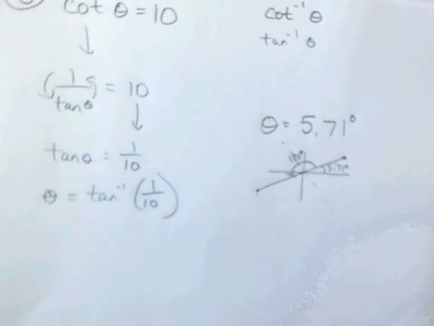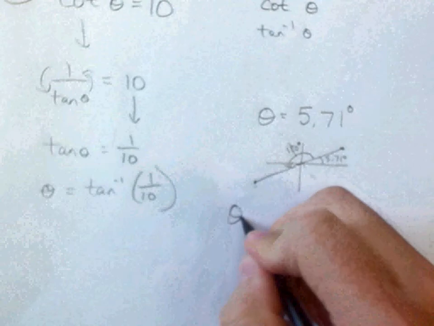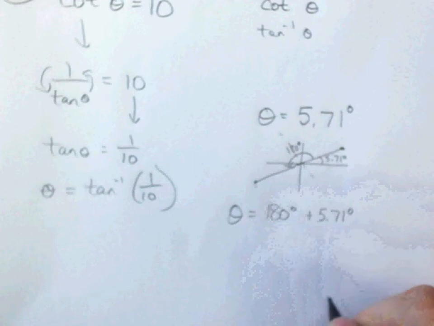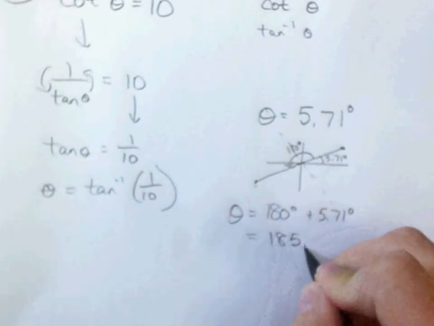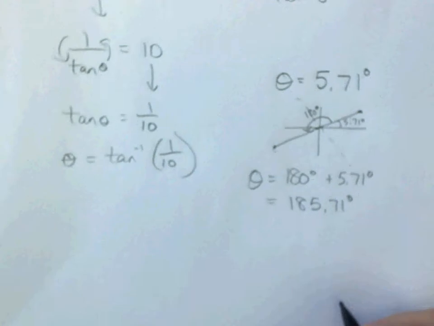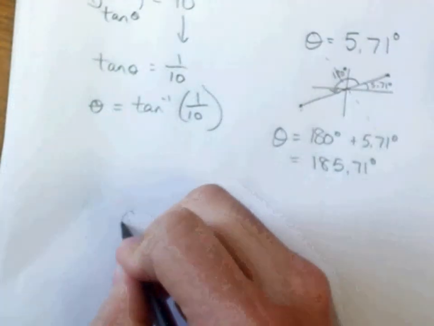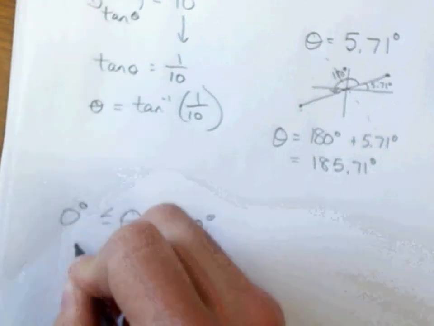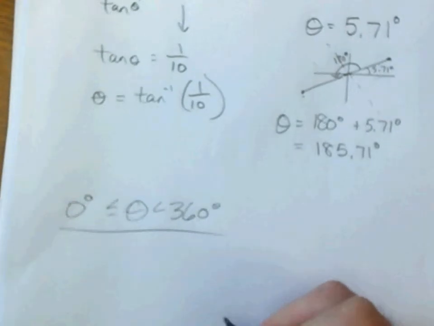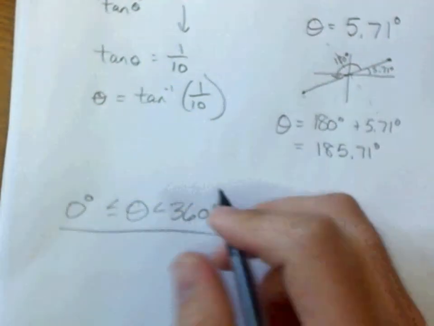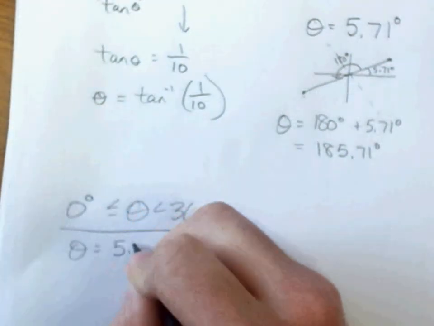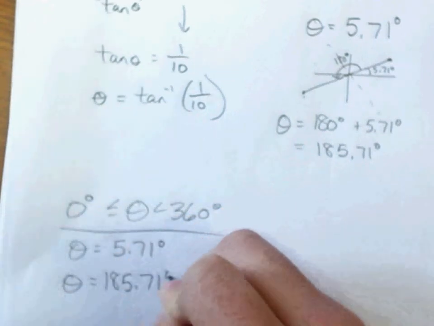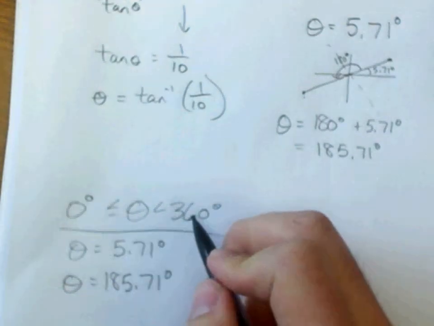So to get my second angle, I simply need to do 180 degrees plus 5.71 degrees, and that's going to give me 185.71 degrees, and that's my second angle. So if I'm looking for my angles that are between 360 degrees and 0, of course that means there is one rotation, just one rotation around the unit circle, then my two answers would be 5.71 degrees and 185.71 degrees. Note that they are both positive. They are both between 0 and 360 degrees. These are the only two solutions that happen in here.